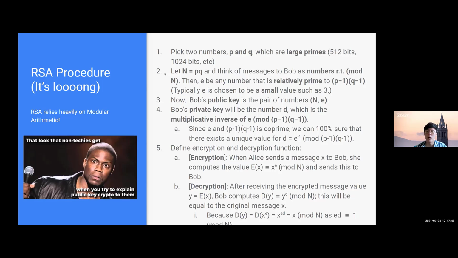You think of every single message that's sent to Bob in the modular field. So you think of the message, converted into binary code, which is the language that computers actually use, as numbers with respect to modulus N. Then we pick E. Here E is used for the encryption. We make E any number that is relatively prime to P minus 1 times Q minus 1, not P times Q. Typically we'll just choose E to be a small value. Why did we choose E to be relatively prime? It's because we need to use the multiplicative inverse in the RSA scheme.